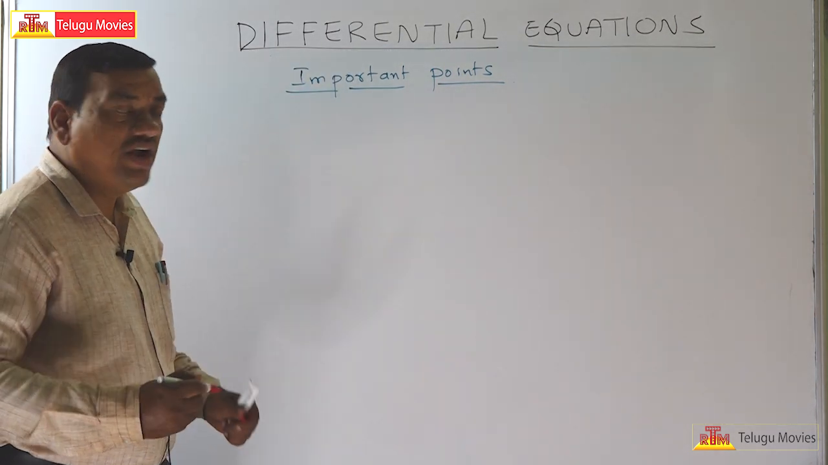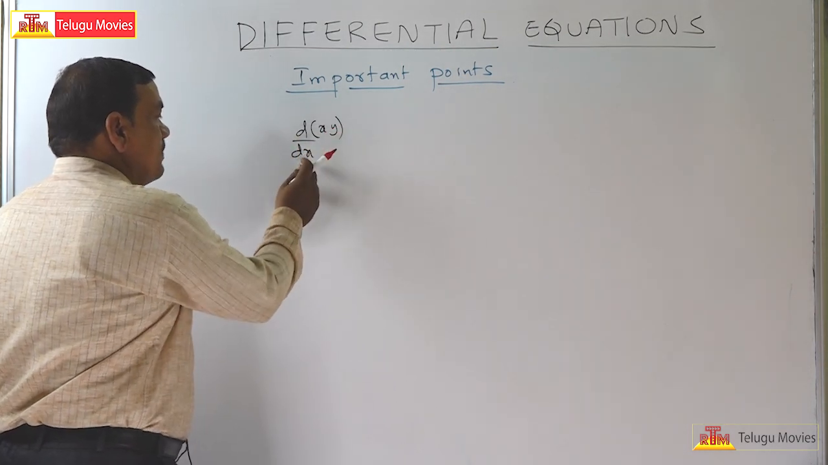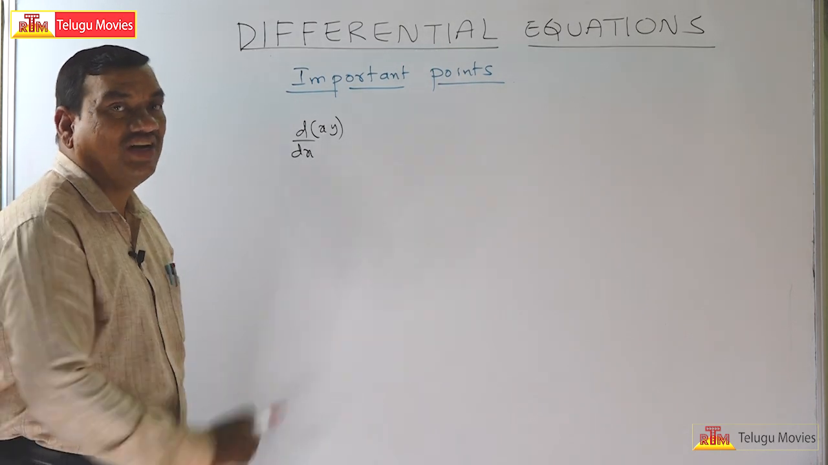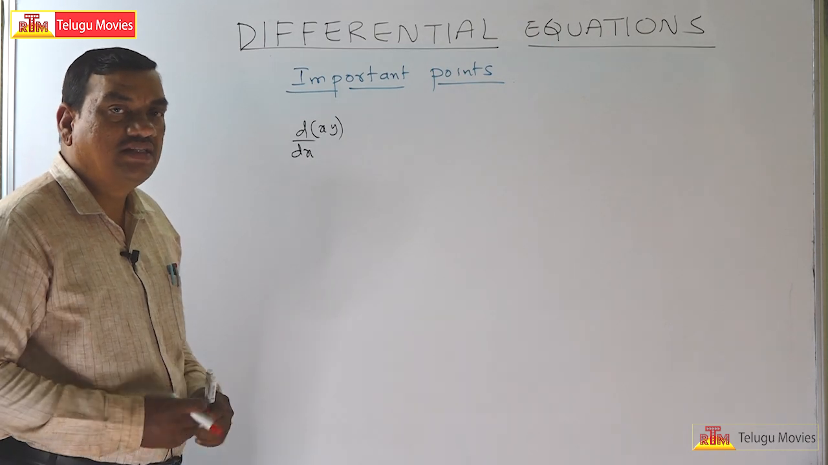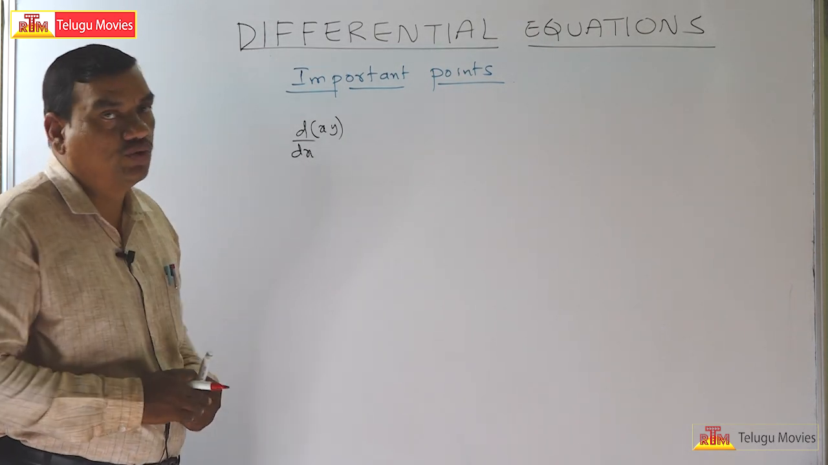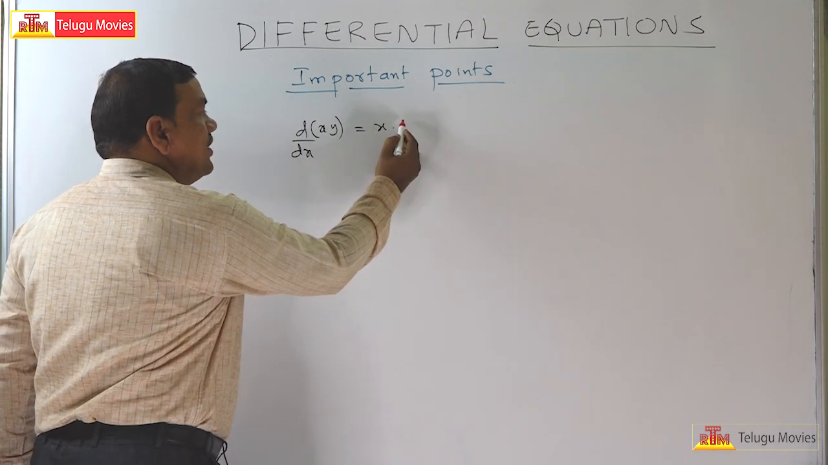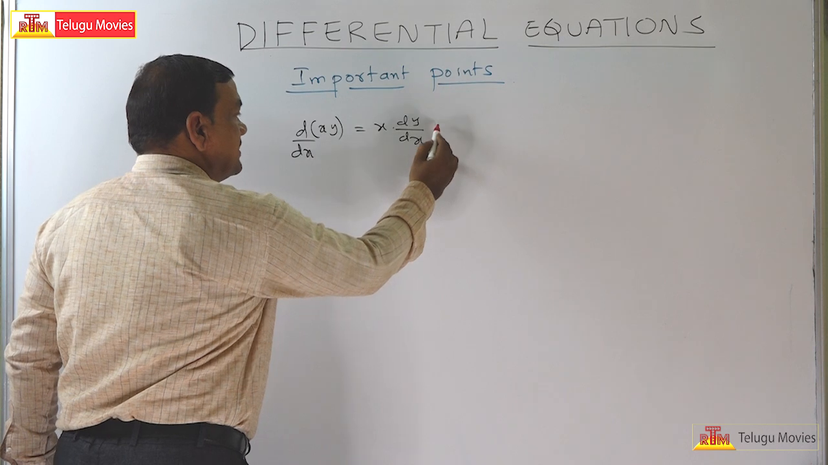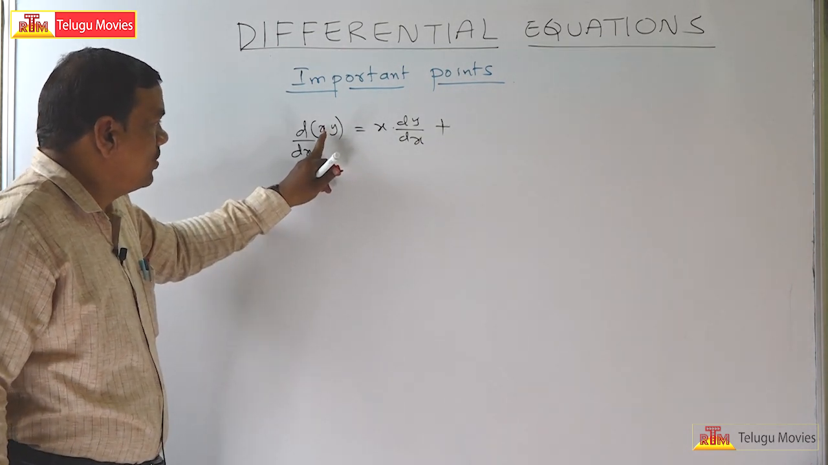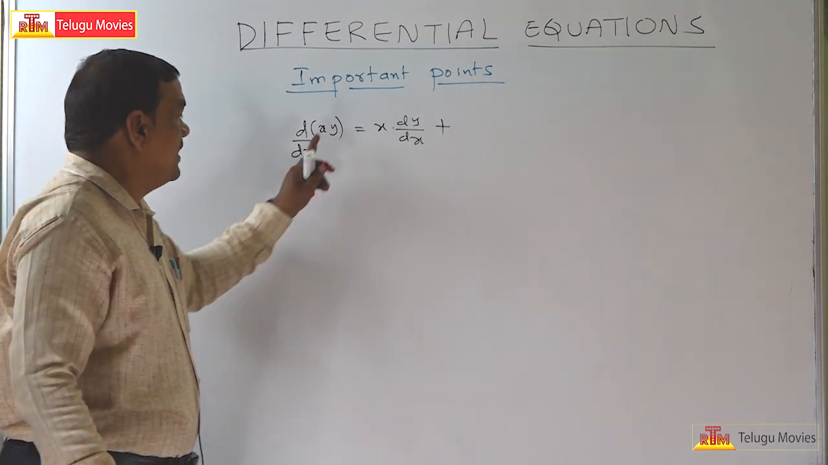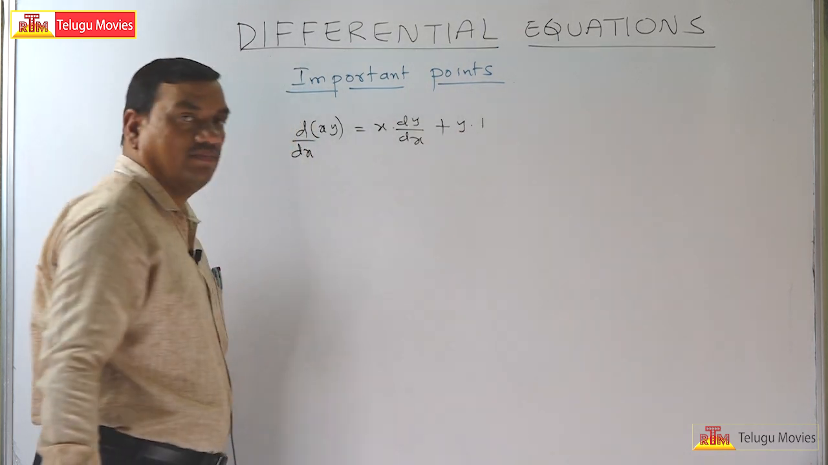Let us find the derivative of xy with respect to x. The derivative of the function xy with respect to x. It is a function x into y, so we just apply the product rule. So what is the product rule here? This is equal to x into the derivative of y, which is dy by dx, plus the derivative of x, which is 1, and then y into the derivative of x, which is 1.